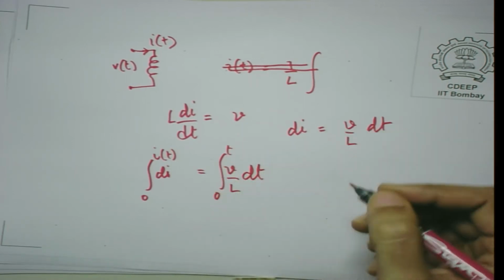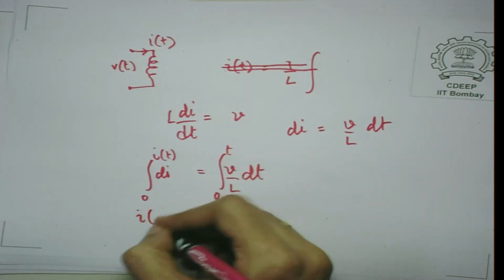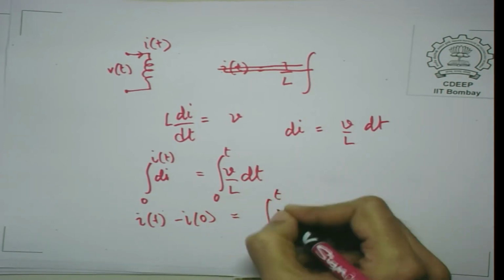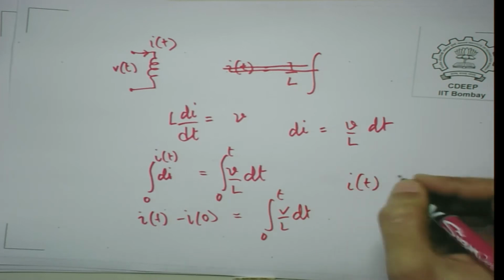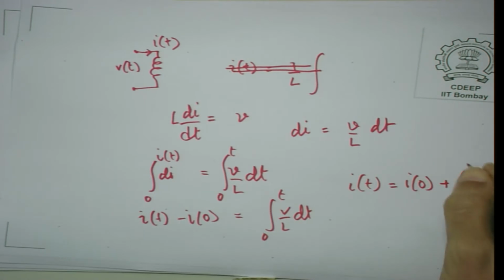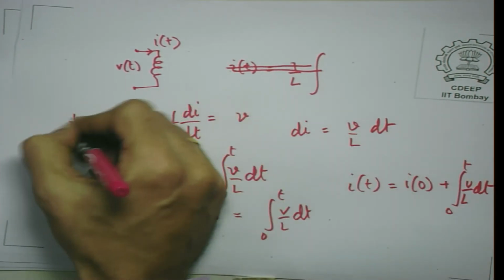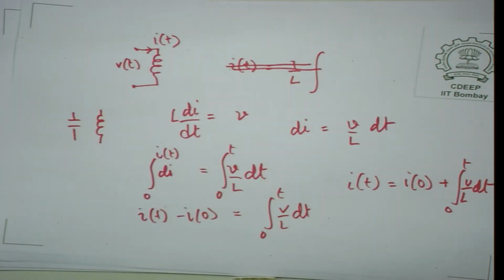Let us say V is given. If you look at this, you will find that I of t minus I 0 is equal to the integral from 0 to t of V by L dt. So, what you find is I of t is not only a function of what V is, but also a function of the initial condition. In fact, all elements which are described by differential equations, like capacitors and inductors, need you to specify the initial values in order to understand how they will behave.